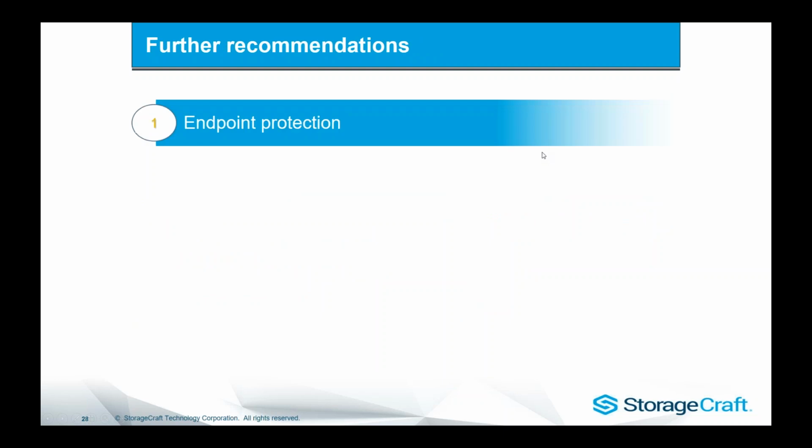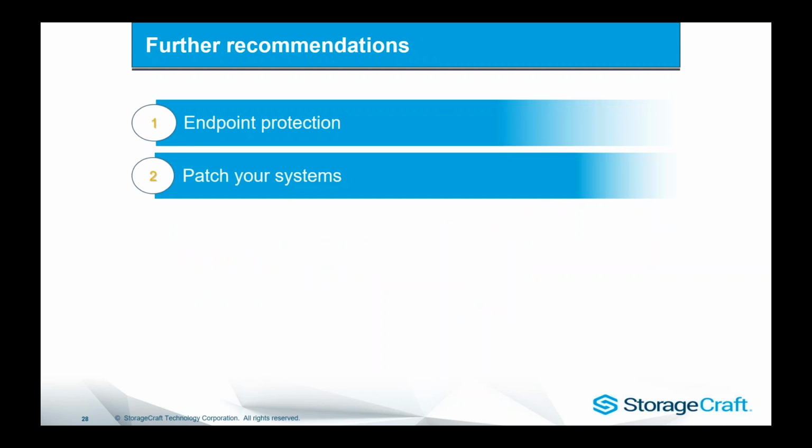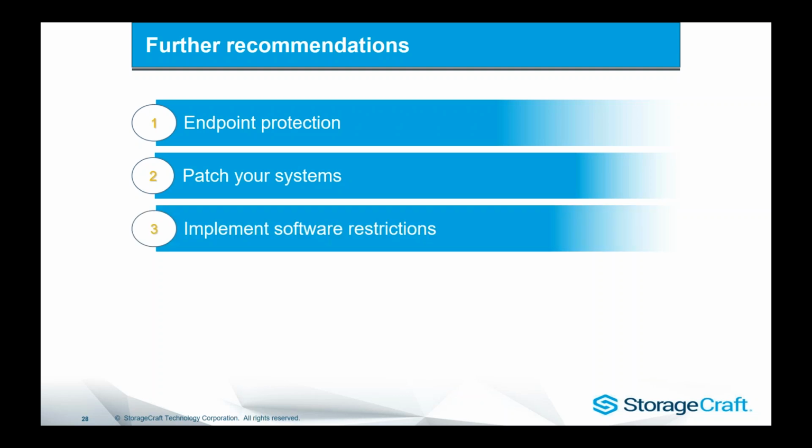And then just finally, some further recommendations. Obviously, endpoint protection. We need to look at antivirus and anti-malware scenarios. You need to look at your firewalls as well. You need to be patching your systems. Obviously, Microsoft try to address a lot of these inherent bugs and issues in Windows that they're exploiting. We need to implement software restrictions. That's important because we don't want users necessarily having access to run certain things or access certain things.